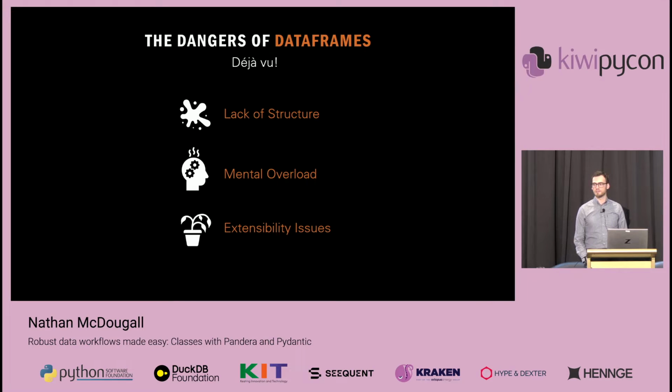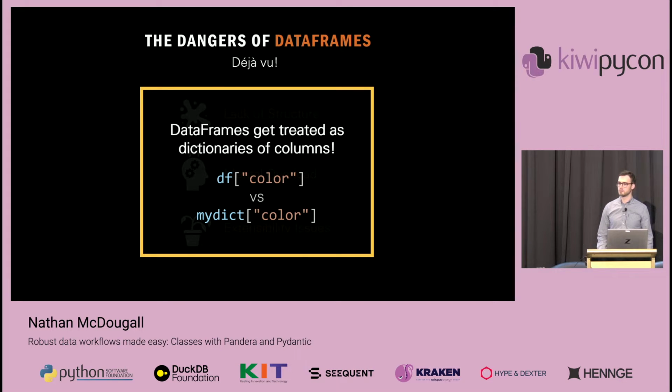The issue is data frames actually suffer from many of the same issues I talked about before with dictionaries. The reason for that is we often treat data frames as a dictionary of columns. We use the same get item syntax to access the different attributes or columns of our data set. And as a result, all the same kind of things I talked about before with string names as the keys of a dictionary still apply to data frames with columns.